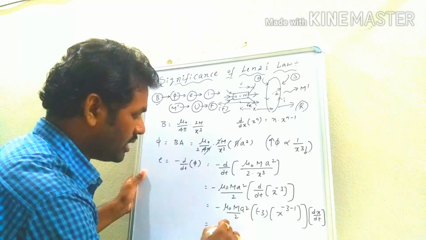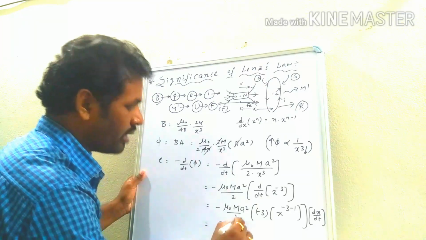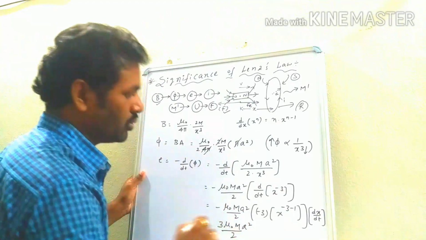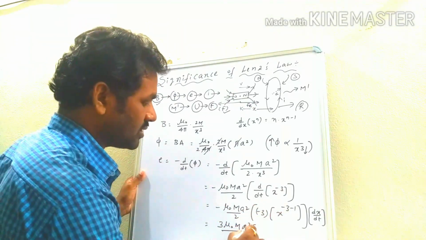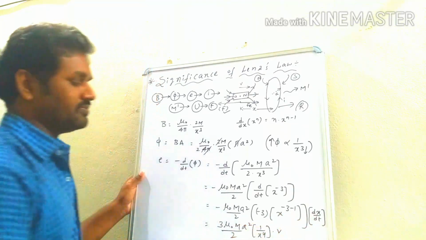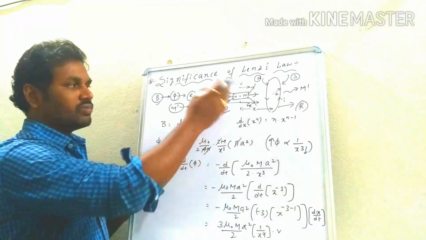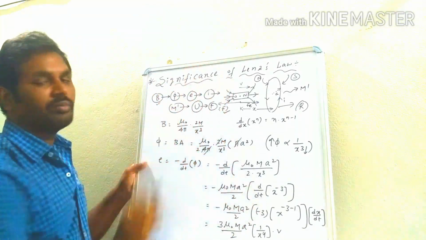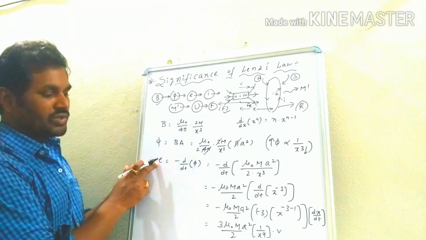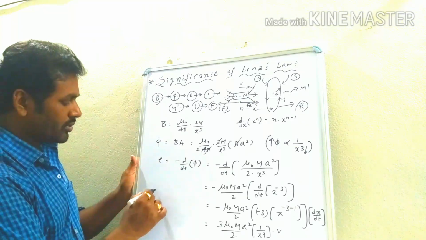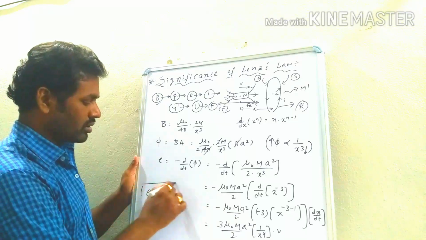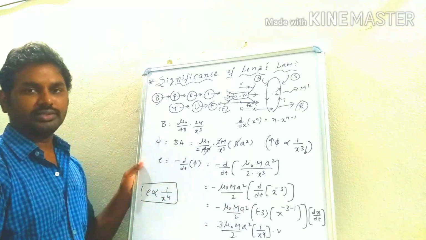You can write 3 times mu naught m into a square divided by 2, and this expression comes as 1 by x power 4 into v. What is v? That's the constant speed of the bar magnet. And we have reached the induced EMF again, which is E proportional to 1 by x power 4. All the remaining terms are constant.